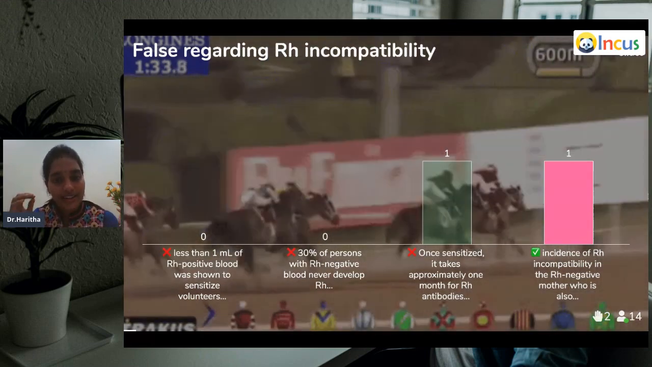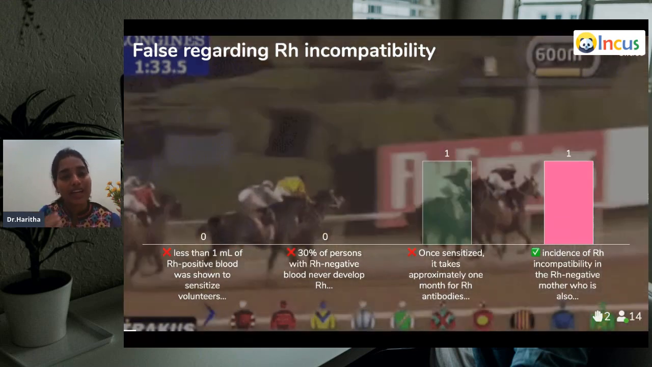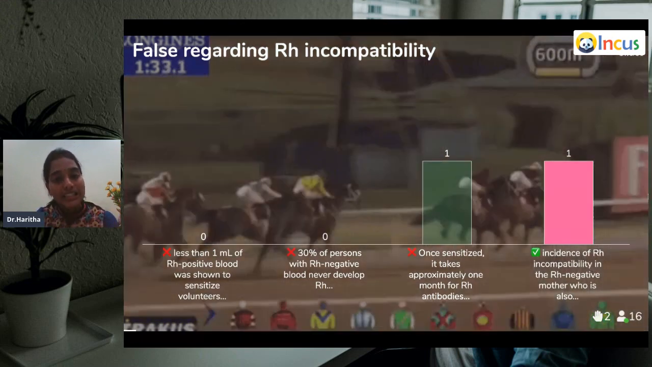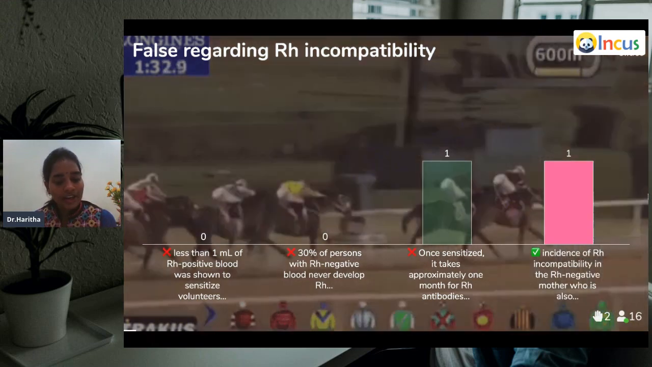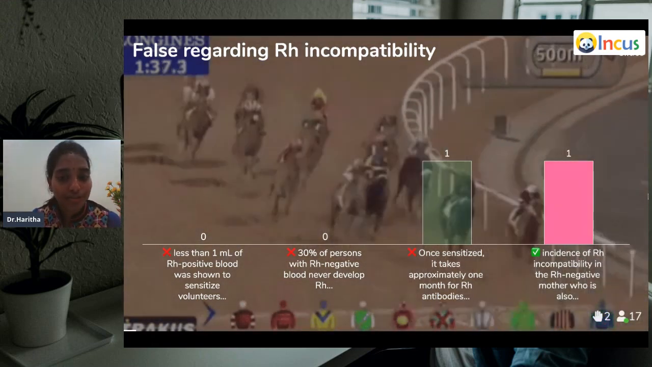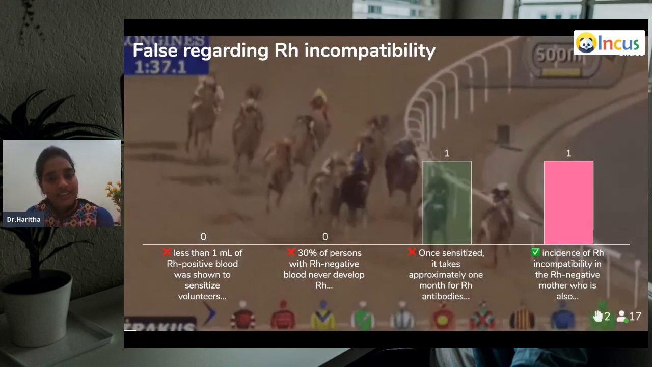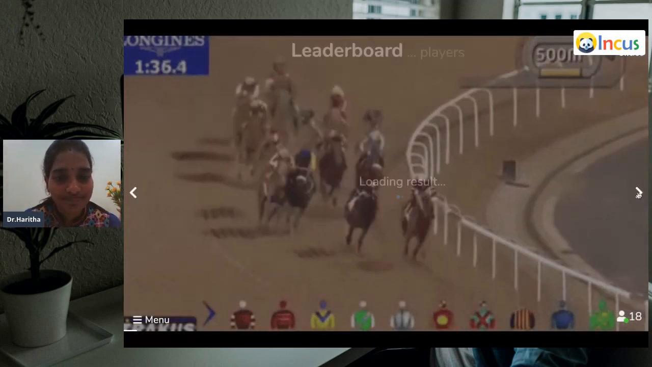So, yes, there are some minor amount of incompatible blood which enters from fetus to maternal circulation, but before it reaches the maternal circulation itself, they are neutralized. So it doesn't affect the first child, but affects the subsequent pregnancies. That's all. That's the take home message. Let's go for the next question.